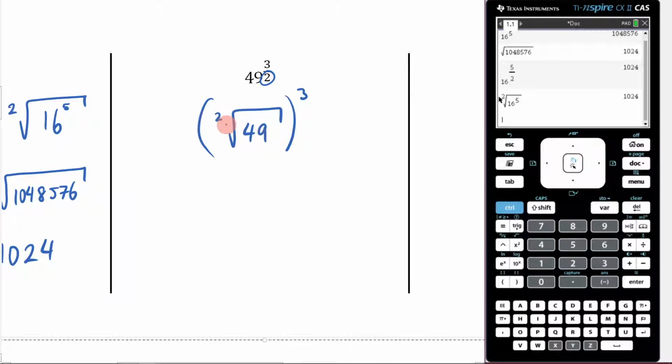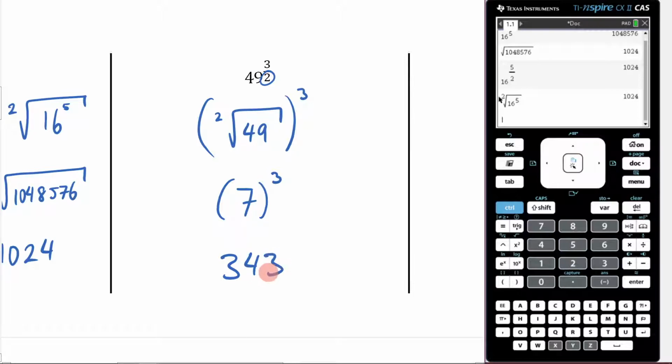Now, what is the square root of 49? Well, what times itself will give you 49? That's 7. And then what is 7 raised to the 3rd power? It is 343. And that's going to be our answer for that one. All right, let's keep on moving now.